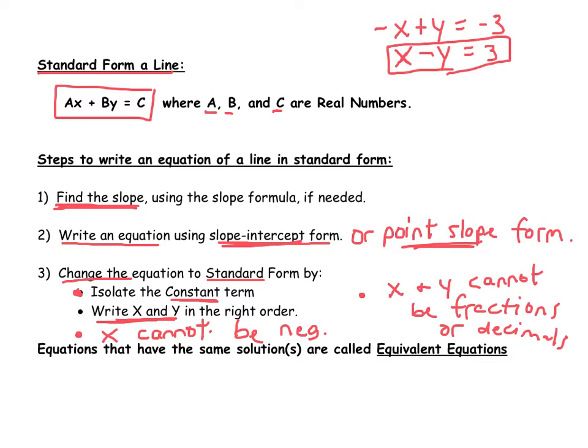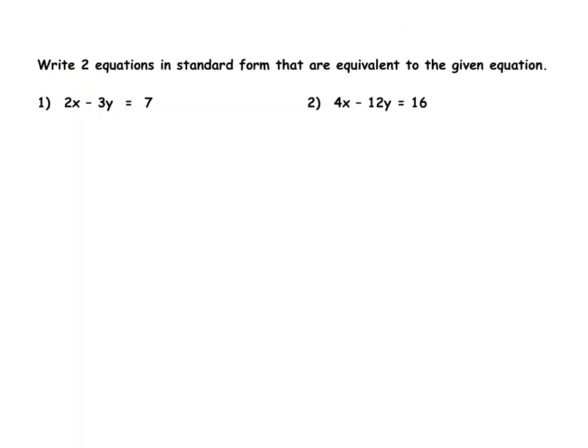Let's just move on to the next part of the notes, which is equations that have the same solutions are called equivalent equations. So what is a solution? A solution is an ordered pair. So if two equations have the same ordered pairs, that means they are the same line. All right, let's move on.